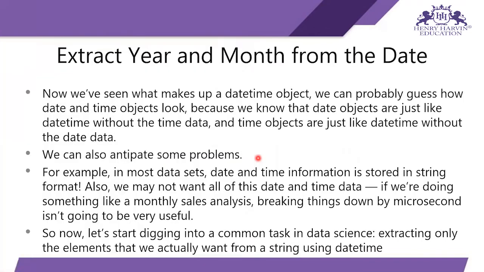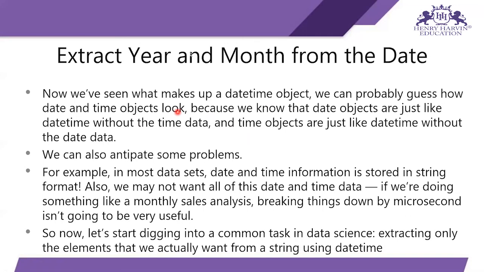Next is extracting the year and month from the date. Now we have seen what makes up a datetime object. We can probably guess how date and time objects look, because date objects are just like datetime without the time data, and time objects are just like datetime without the date data.